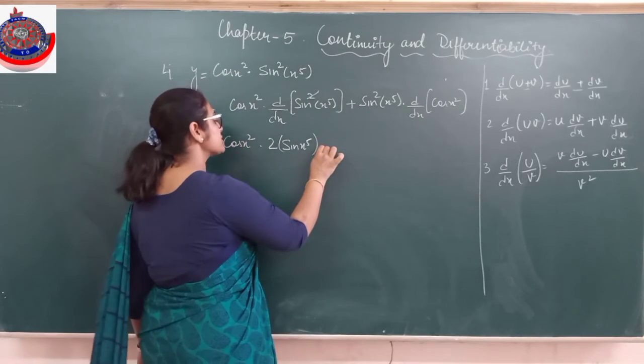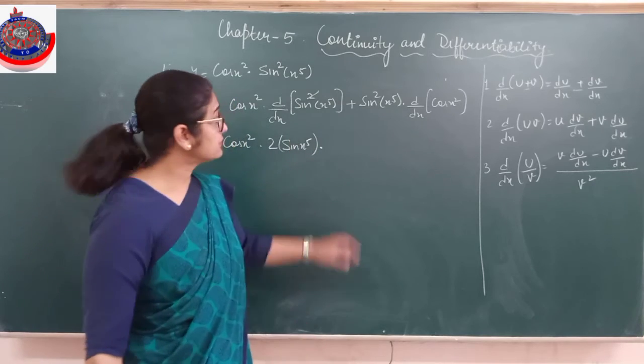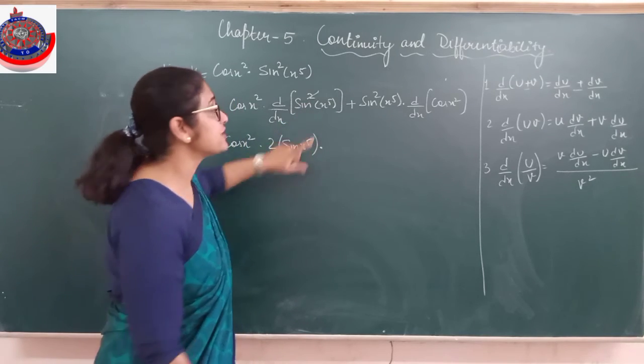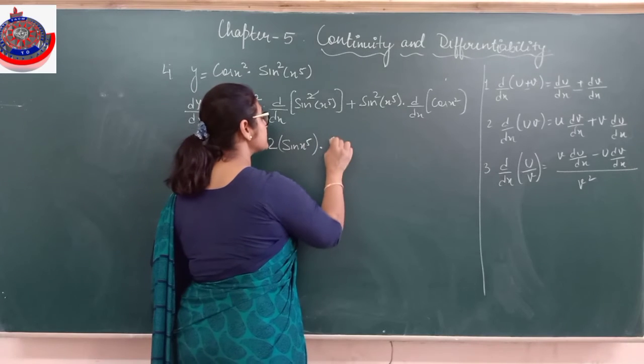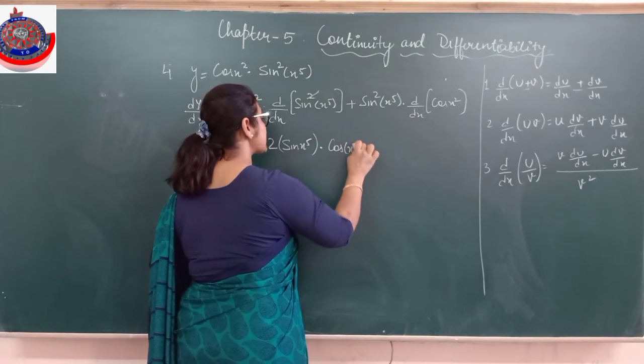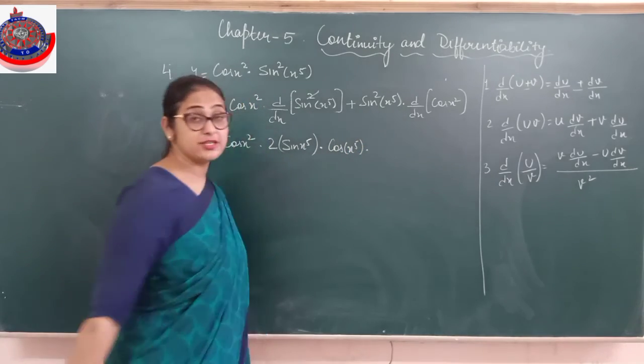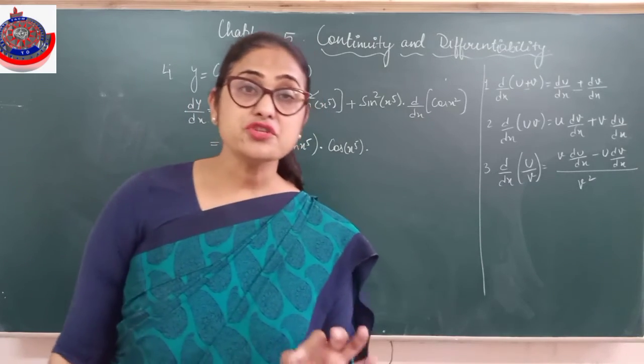Now I differentiate sin. Whose turn is it now? Into, it is the turn of sin. The differentiation of sin is cos. When I am differentiating sin, this x5 will not change. This is the angle. I am only differentiating sin.